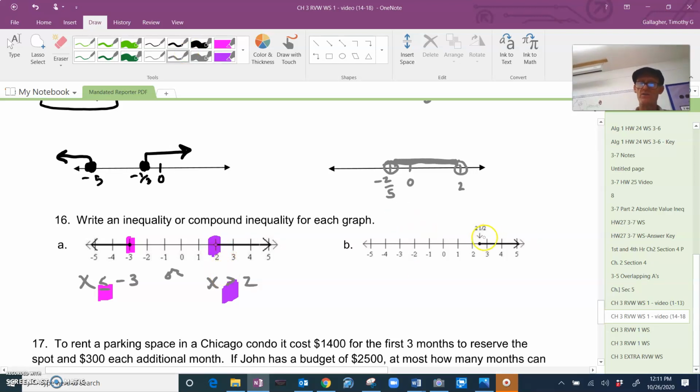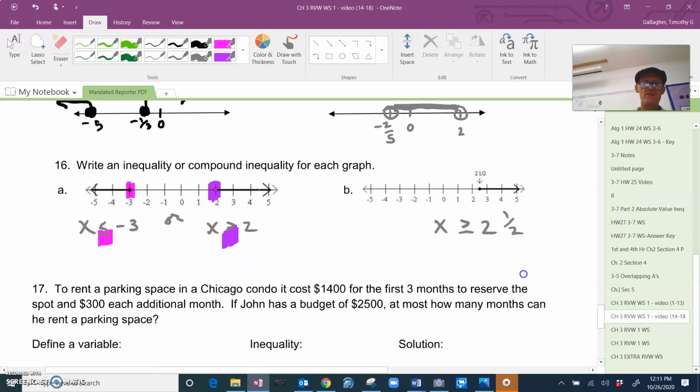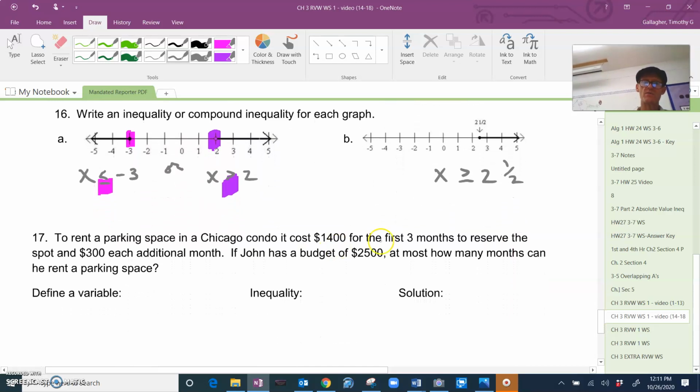16b says there's a 2.5 right there, and that circle looks filled in, so x greater than or equal to 2.5 on this. Okay, 17 says to rent a parking space, and so on. It's $1,400 for the first 3 months. So we know we're going to spend $1,400, and $300 each month. John has $2,500. So the x is months.